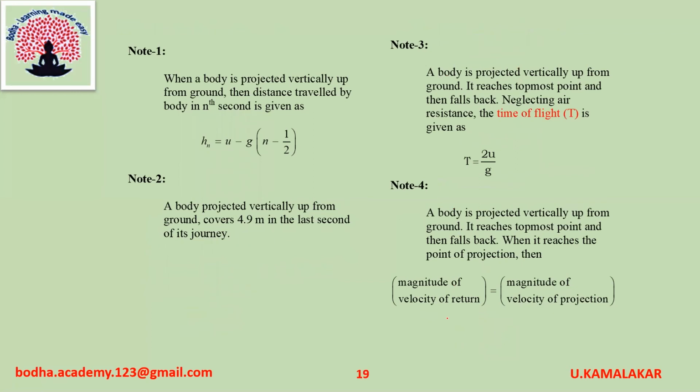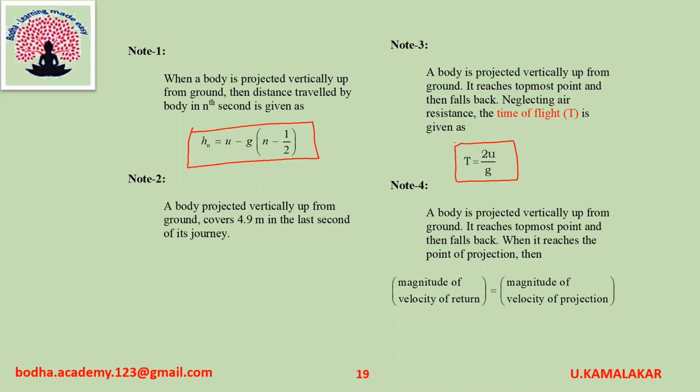Note 1. When a body is projected vertically up from the ground, then the distance traveled by the body in the nth second is given as hn = u − g(n − ½). Note 2. A body projected vertically up from the ground covers 4.9 meter in the last second of its journey. Note 3. A body is projected vertically up from the ground. It reaches the topmost point and then falls back. Neglecting air resistance, the time of flight is given as t = 2u/g.